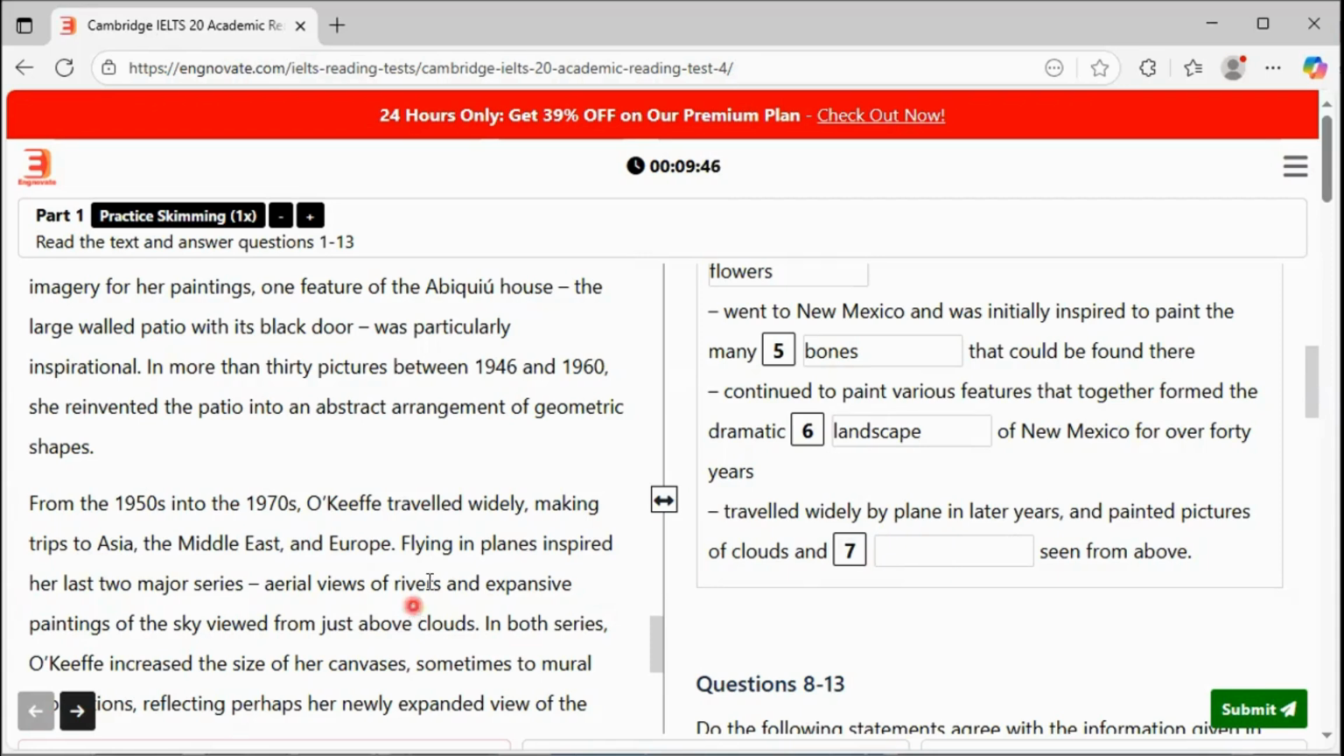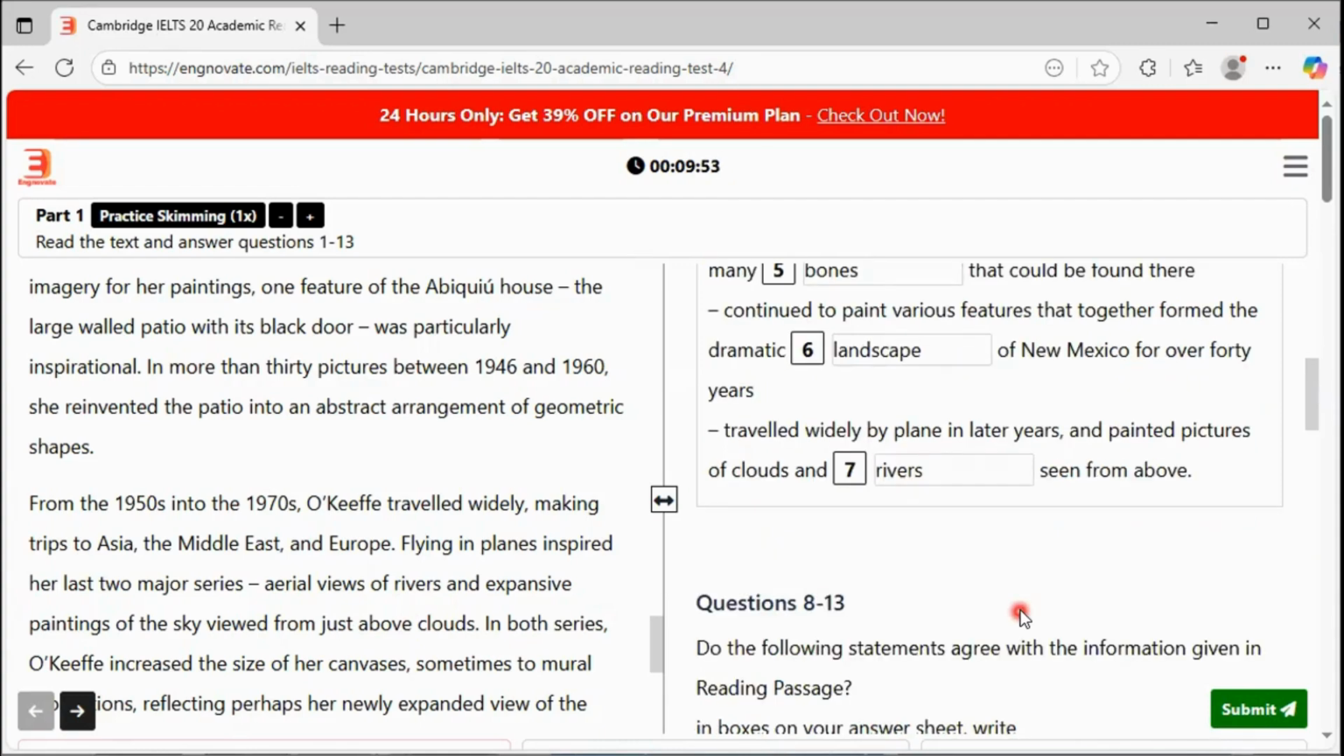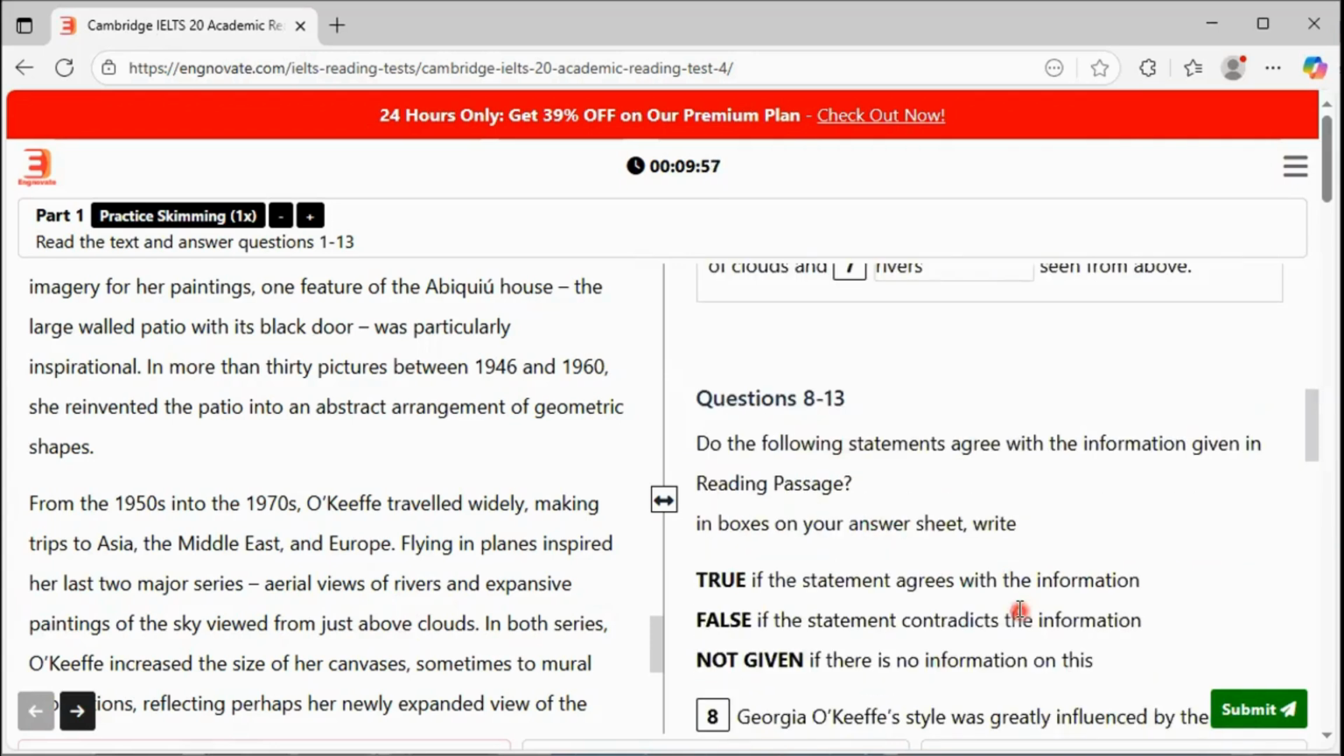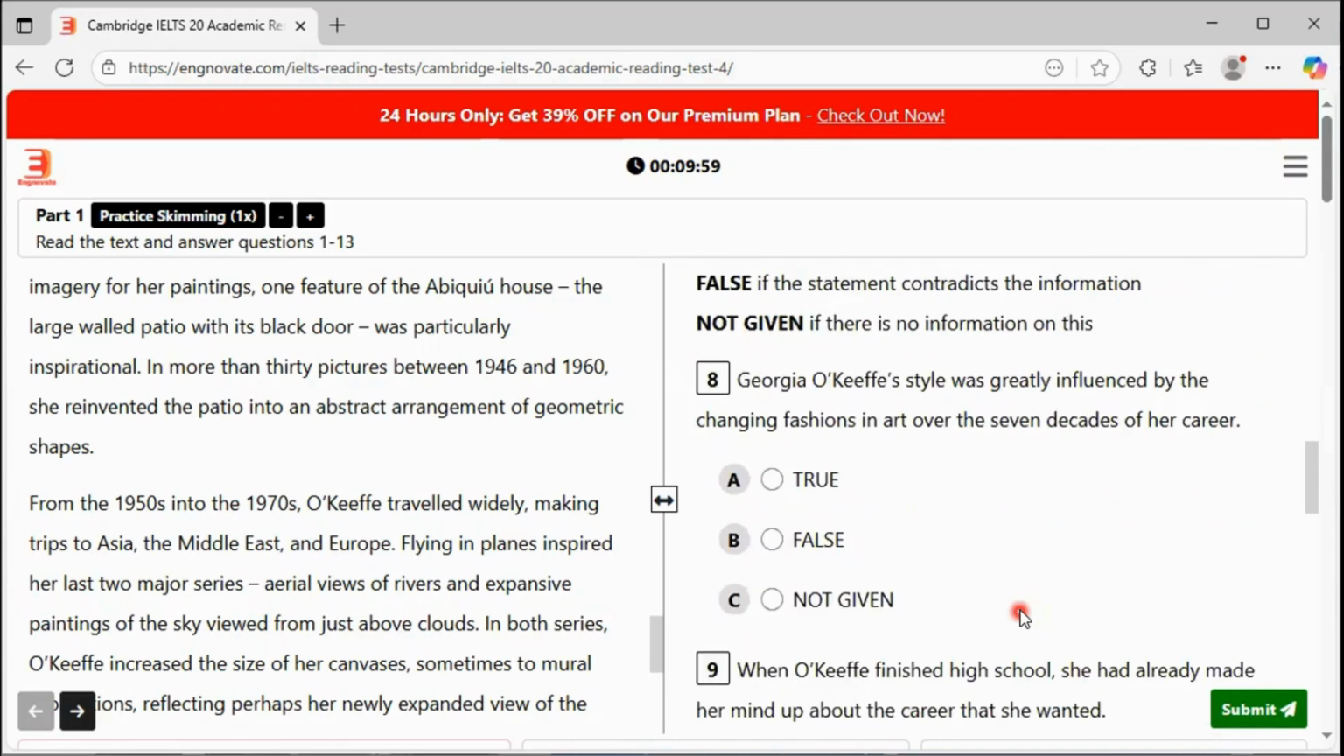It's going to be rivers. Rivers. R-I-V-E-R-S. Rivers. Okay, so I've solved questions 1 to 7. I'm left with 8 to 13 now. True, false, not given.